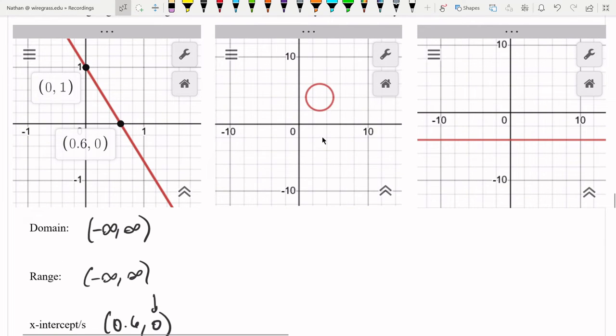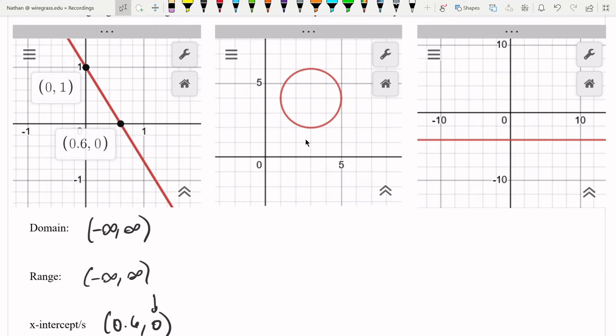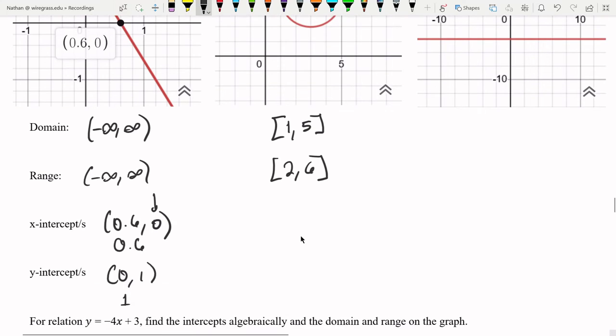Okay, looking at this next relation, you can see it's just a circle. The domain is all the values that it runs through. The first value is at 1. Last one's at 5. So the domain is 1 to 5. And the range, the lowest value is at 2. The highest at 6. And the intercepts, where does this relation cross the x and y axes? Well, it doesn't. It doesn't cross the x-axis at all, and it doesn't cross the y. So all we gotta say is none.